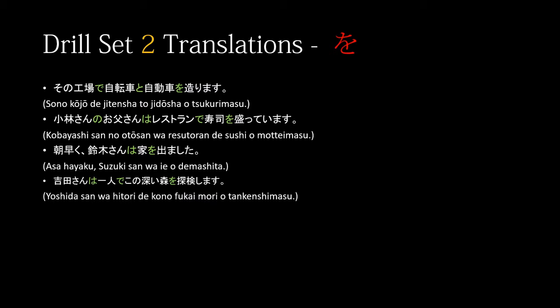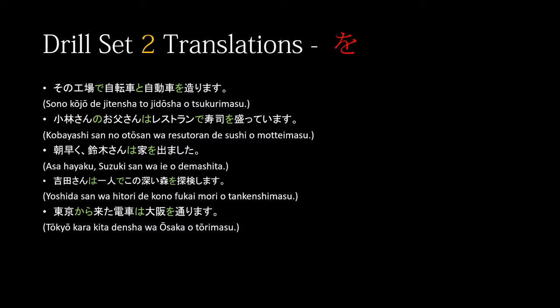Our fourth sentence, 吉田さんは一人でこの深い森を探検します。Now, wa, like we have said, already serves the exact same purpose. It creates the topic, and that is Yoshida-san. After that, hitori de, here de is shown to convey the means of his exploration, meaning that he will explore the woods on his own, and those deep woods are marked with wo to show that it is the object of the verb tanken suru, or in this case, tanken shimasu. So once again, wa shows the topic of the sentence, de shows the means, and wo marks the object.